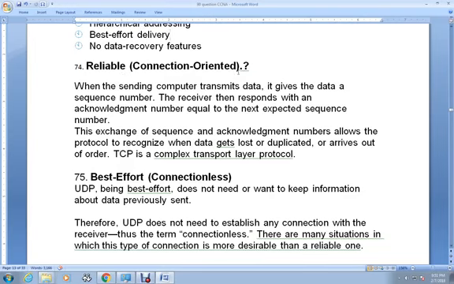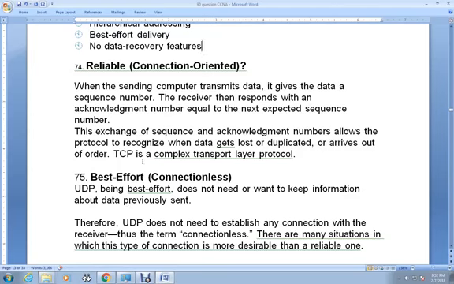Next question: reliable, or what do you mean by connection oriented? This is one of the good characteristics of TCP. When the sending computer transmits data, it gives the data a sequence number. The receiver then responds with an acknowledgement number equal to the next expected sequence. I'm just trying to explain it here.